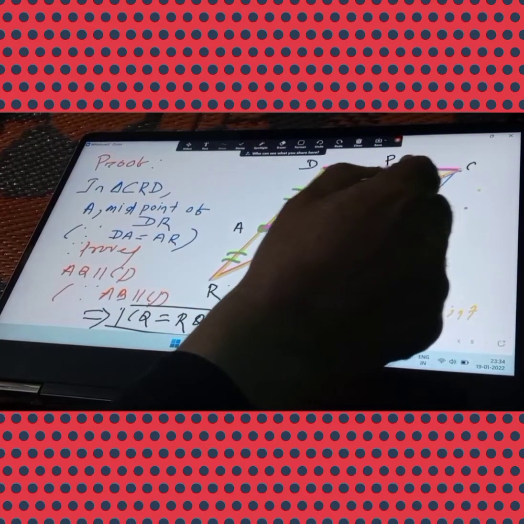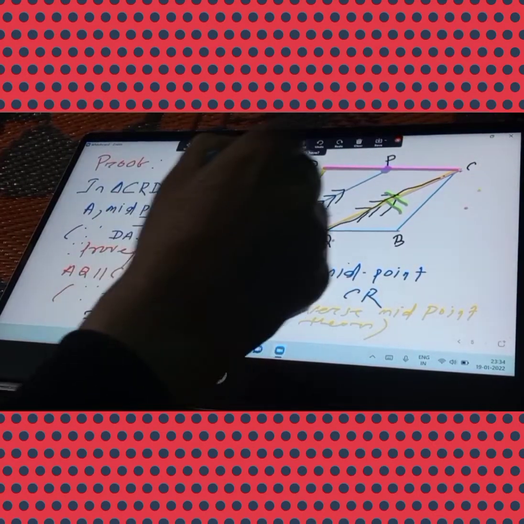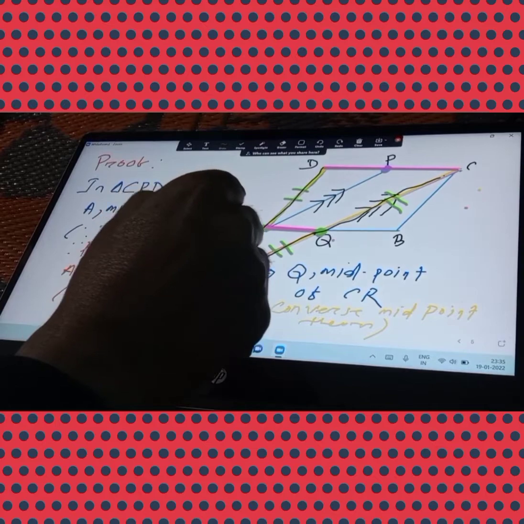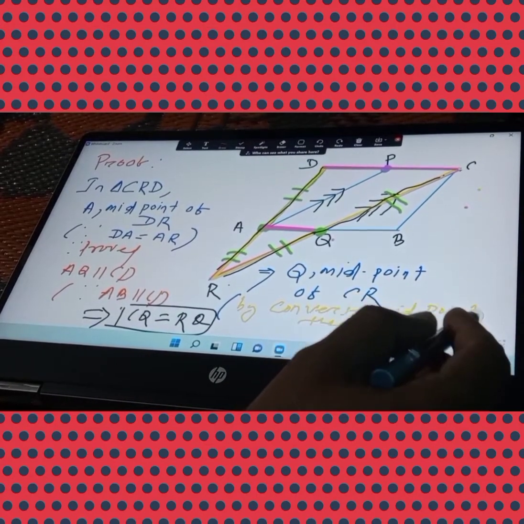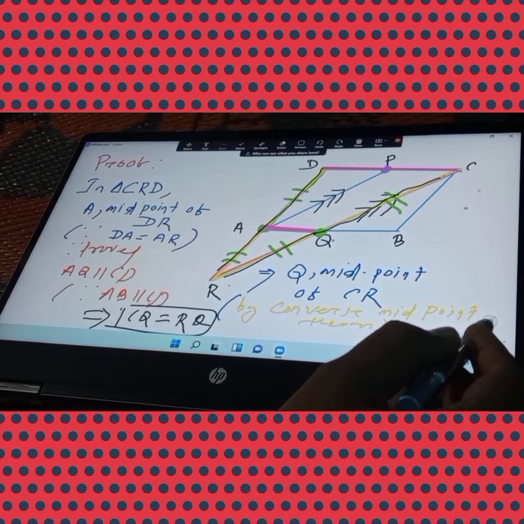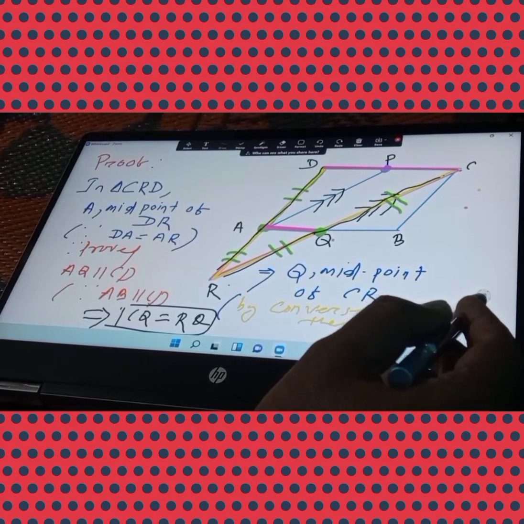Thus we got CQ is equal to RQ, and the first point we already proved, DA is equal to AR. So is it clear? Understand? Okay. So I hope you will understand it.